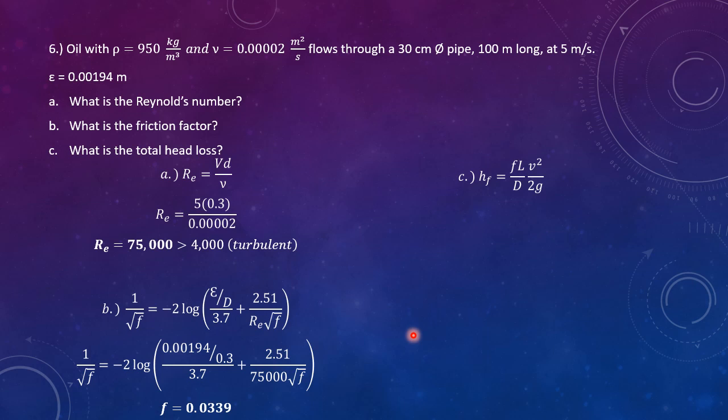And finally, for the total head loss hf, since we have a friction factor, we will be using the Darcy-Weisbach formula. Substituting, our f, which we just computed, is 0.0339. Our length is 100 meters. Our diameter is 0.3 meter. Our velocity is 5 meters per second. And our g is 9.81 meter per square second. Now solving for total head loss hf, that is equal to 14.40 meters.